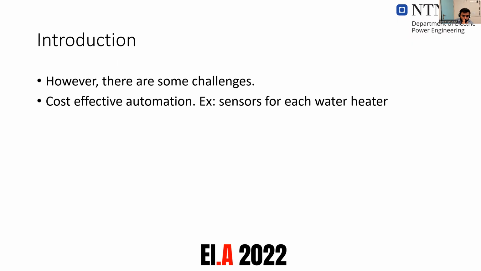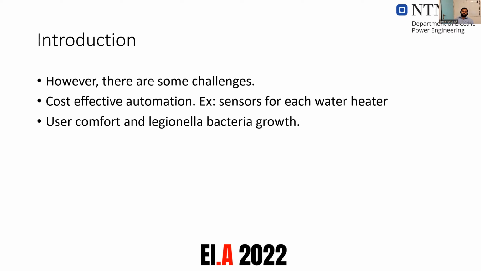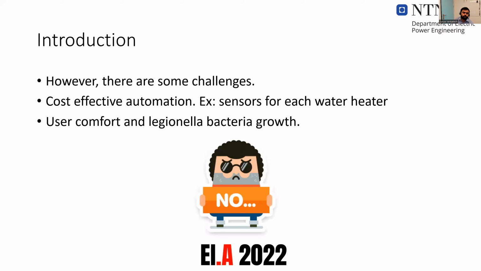First, cost-effective automation. It is very expensive to install a sensor in each water heater to control it. So why do we need a sensor? To ensure user comfort and to avoid bacteria growth. So I think it is really important to acknowledge the importance of end user satisfaction for demand side flexibility success, because otherwise, if it is not ensured, then the end user might not be interested in giving access to the appliance.